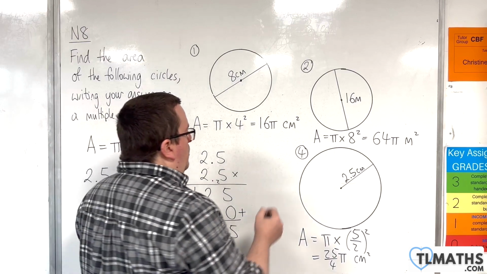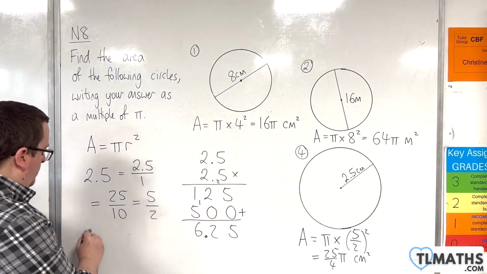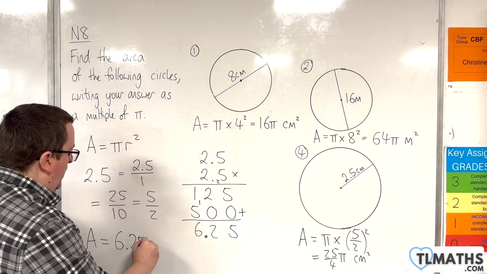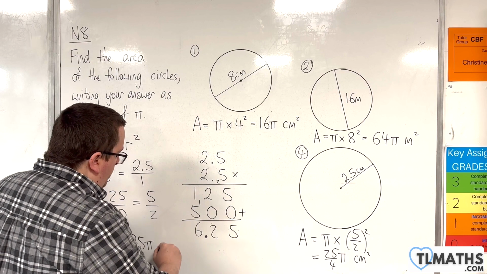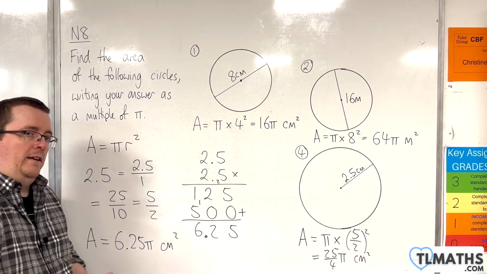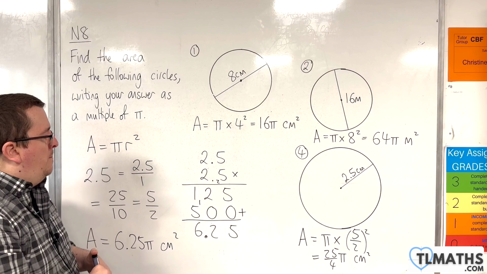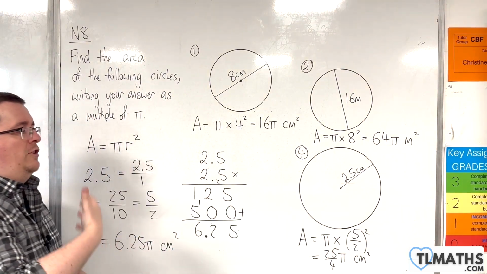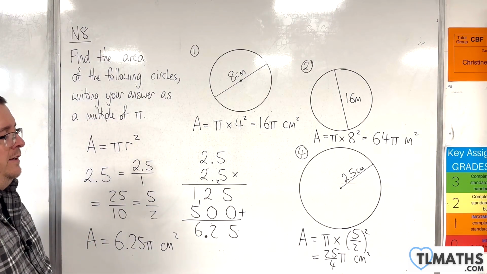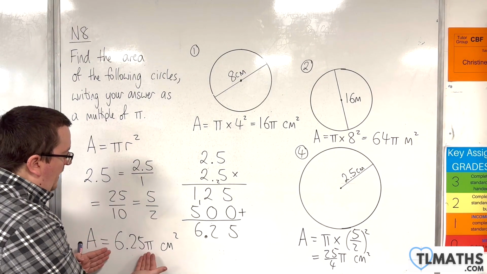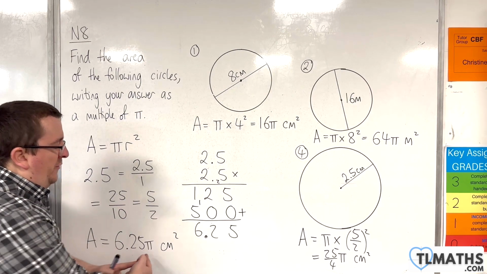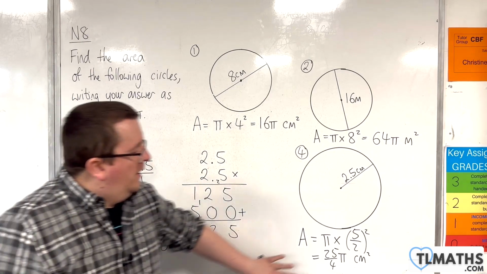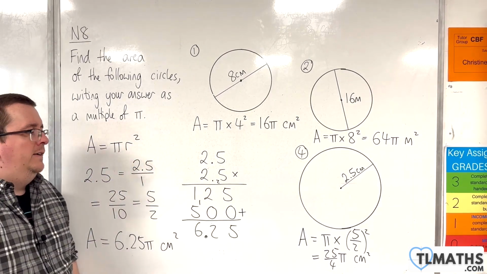So you can write your answer, your area, as 6.25 pi centimetres squared. Okay, you can write it like that. But my preference would be to stick with the fractions, because sticking with fractions, it's clear that it's exact, rather than having something that is in decimal format multiplied by something you're specifically not wanting to be in decimal format. Okay, so I think the fraction certainly looks better as an answer.